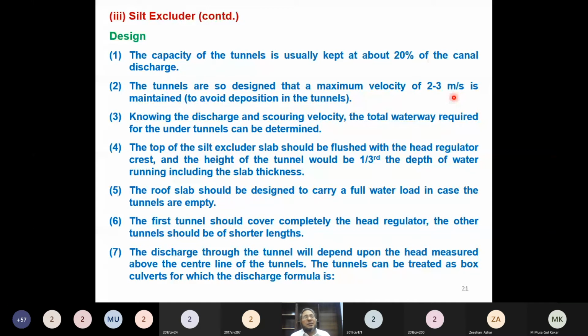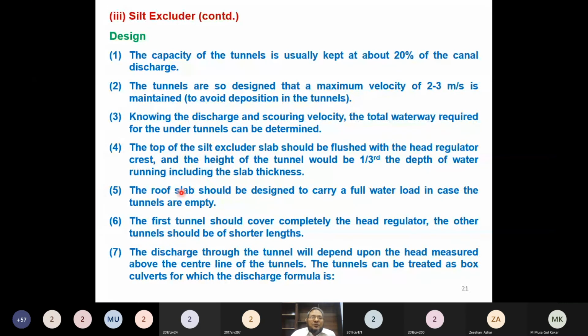Then you decide how many tunnels you require. Then just put the number of tunnels and give allowance to the wall thicknesses. Then you will compute the waterway total width of the one tunnel. Okay, this is how you can design the silt excluder.